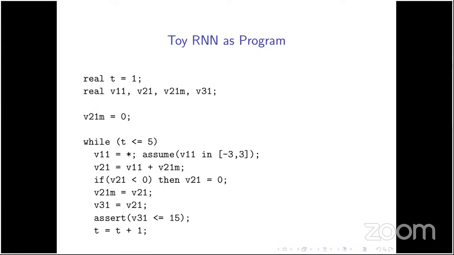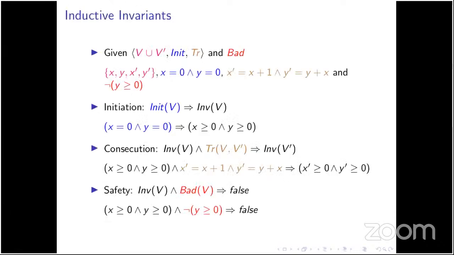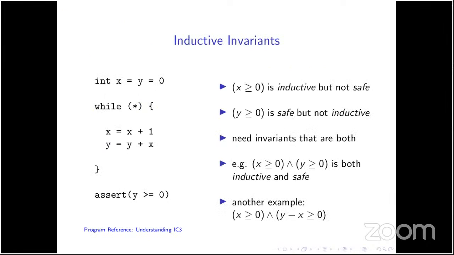If v31 less than or equal to 15 itself was inductive, then you don't need anything. But here, because v31 less than or equal to 15 is not inductive, you need a suitable inductive invariant. And now you're proposing that what you had earlier seen is an inductive invariant. Correct. Just to put this remark in perspective with the earlier example, so here also remember that you wanted to prove that y is greater than or equal to 0 holds when you exit the loop.